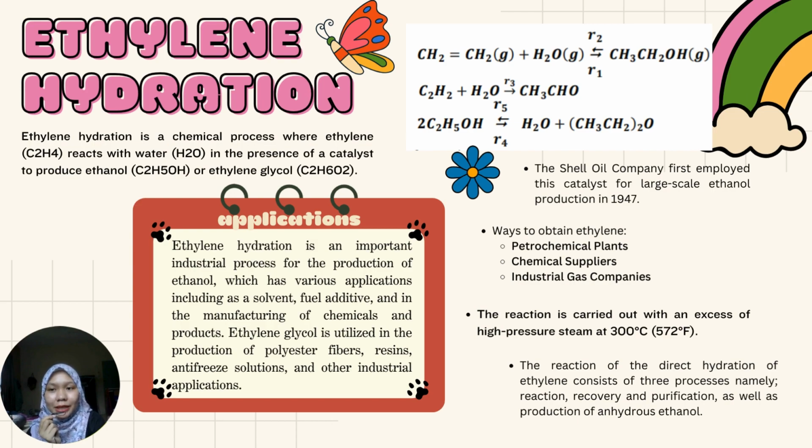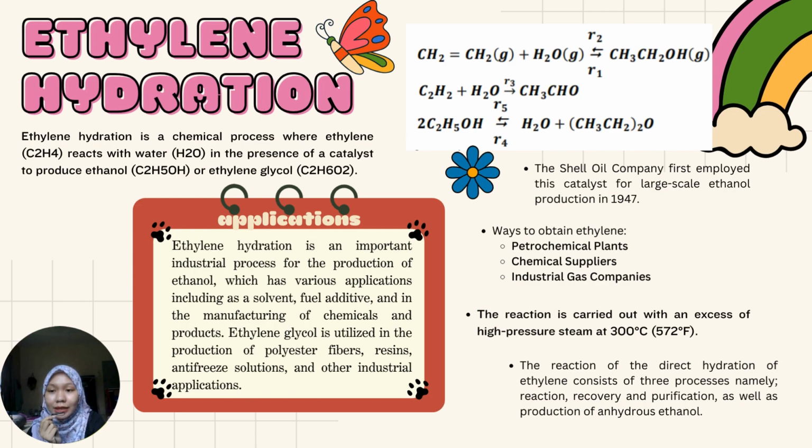Ethylene hydration is a chemical process where ethylene reacts with water in the presence of a catalyst to produce ethanol or ethylene glycol, depending on reaction conditions such as temperature, pressure, and catalyst concentration. Ethylene hydration can yield different products. Ethylene hydration has significant industrial application.